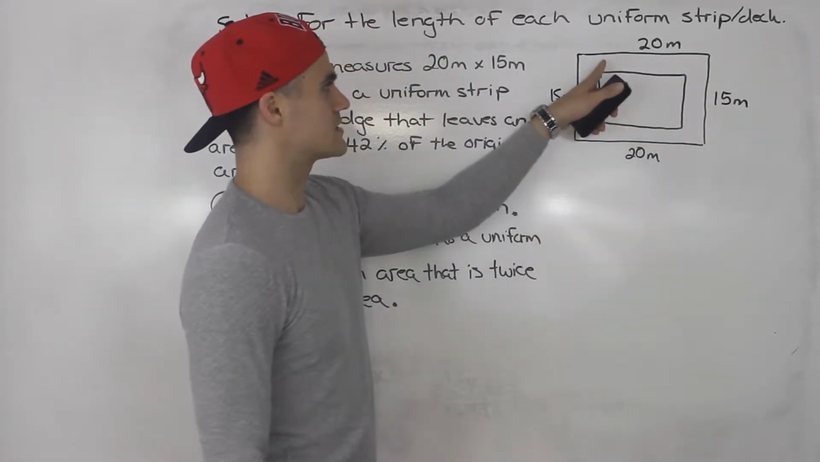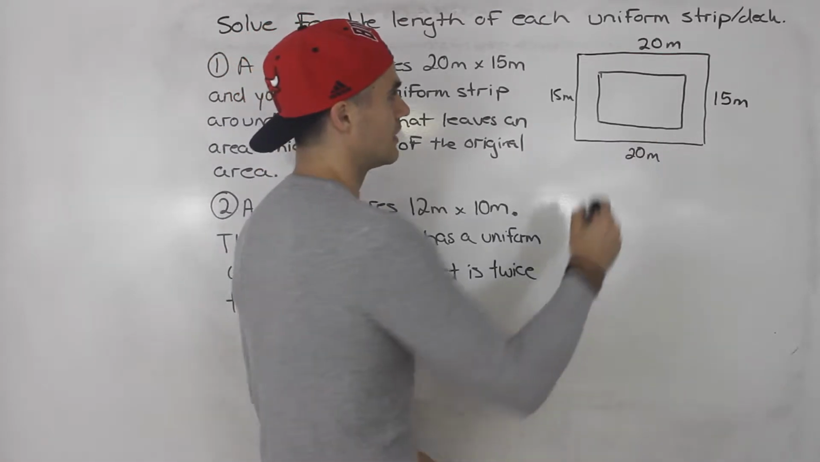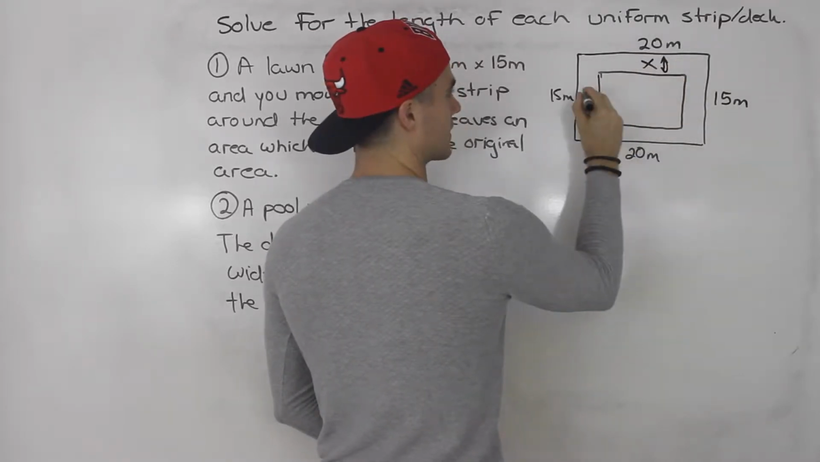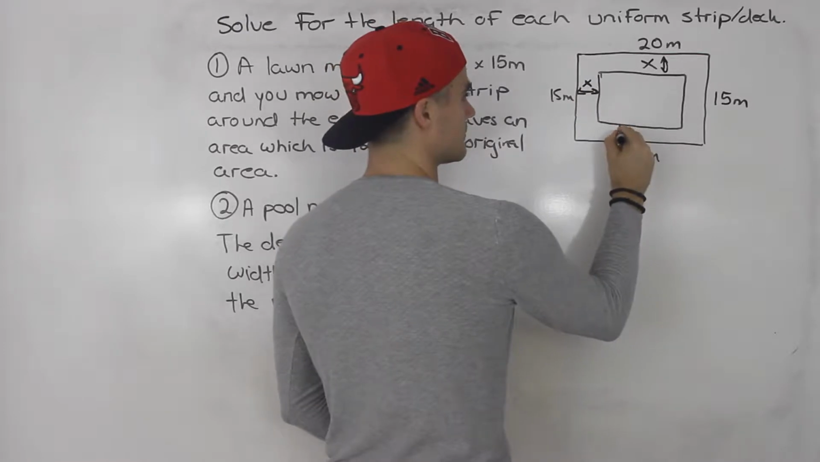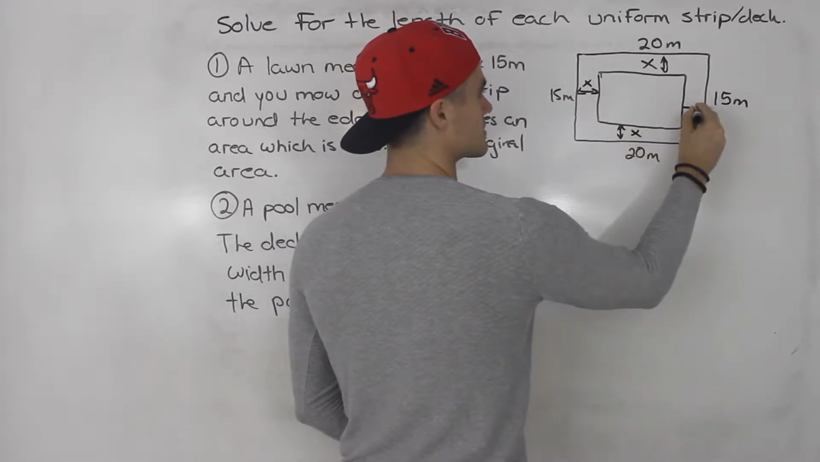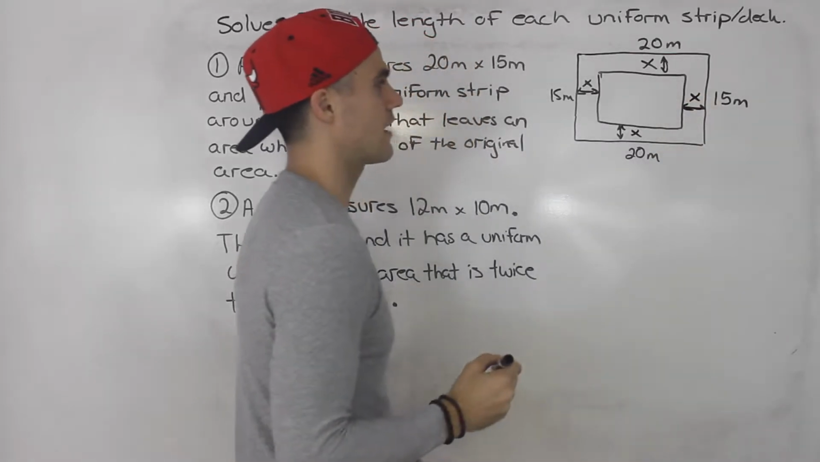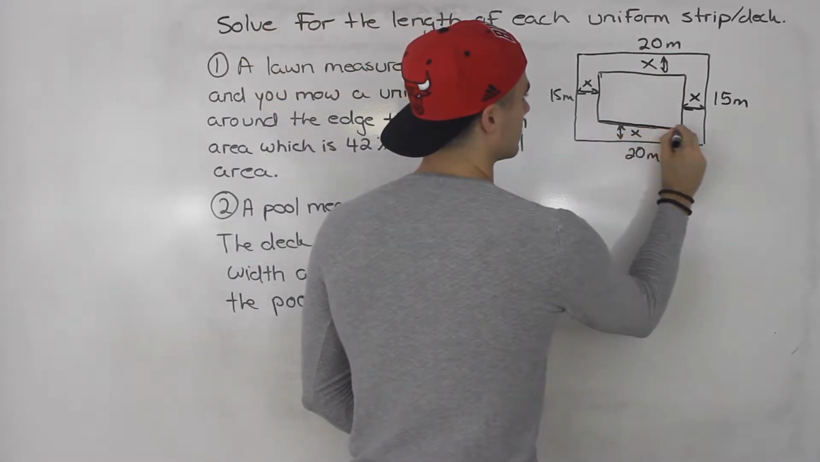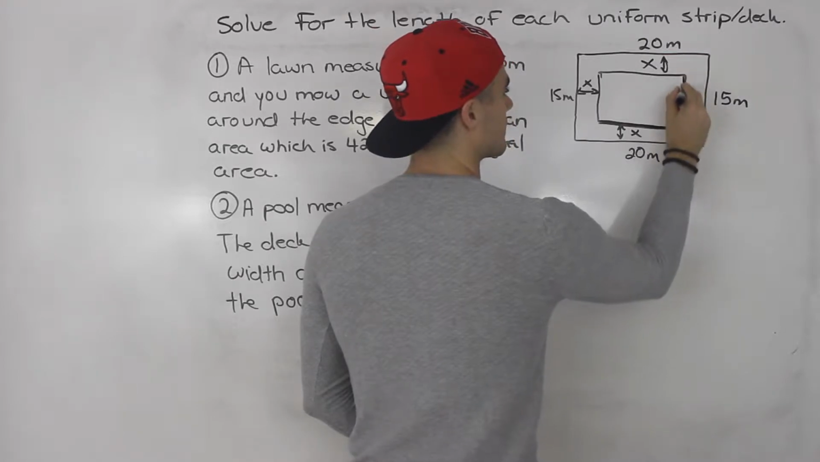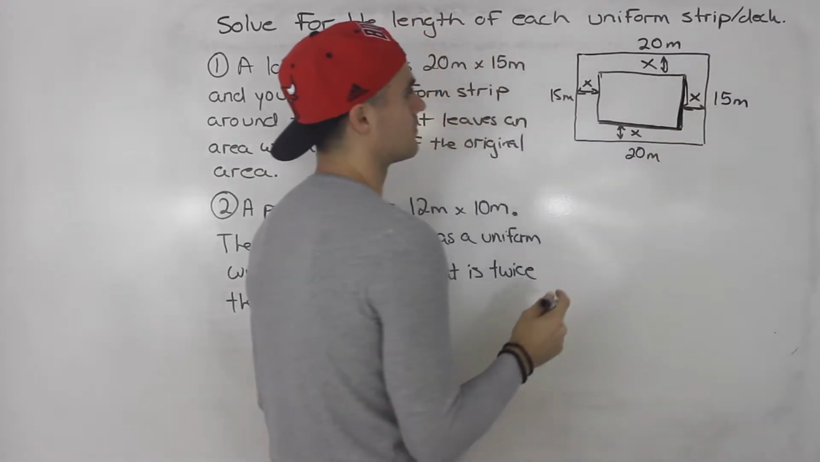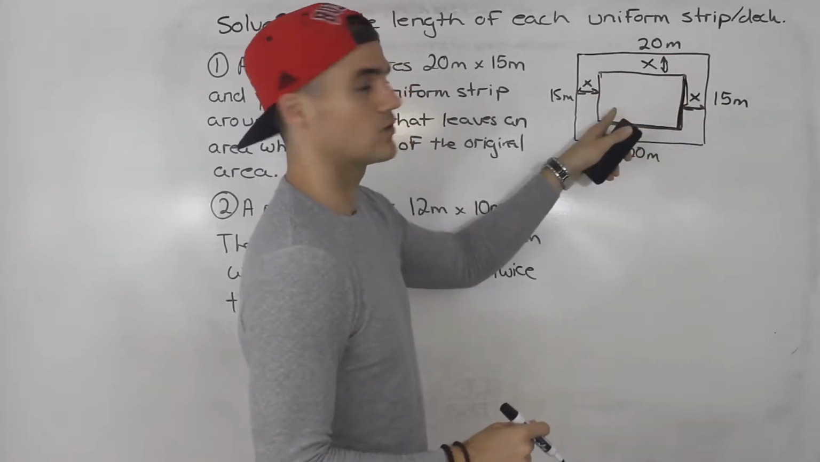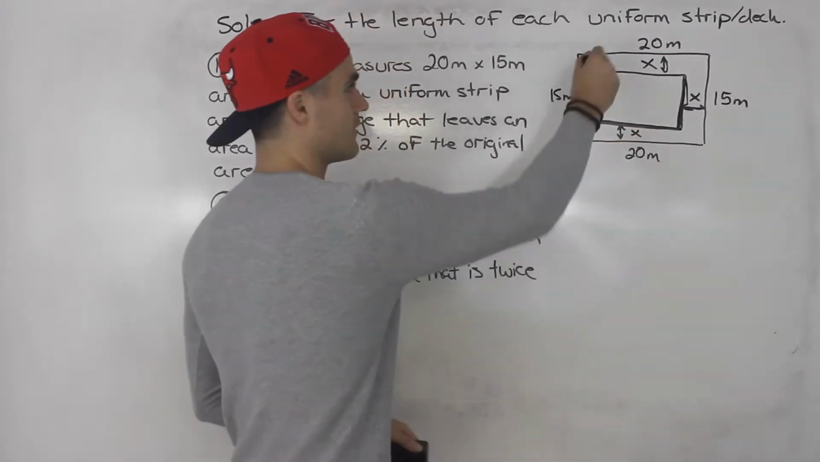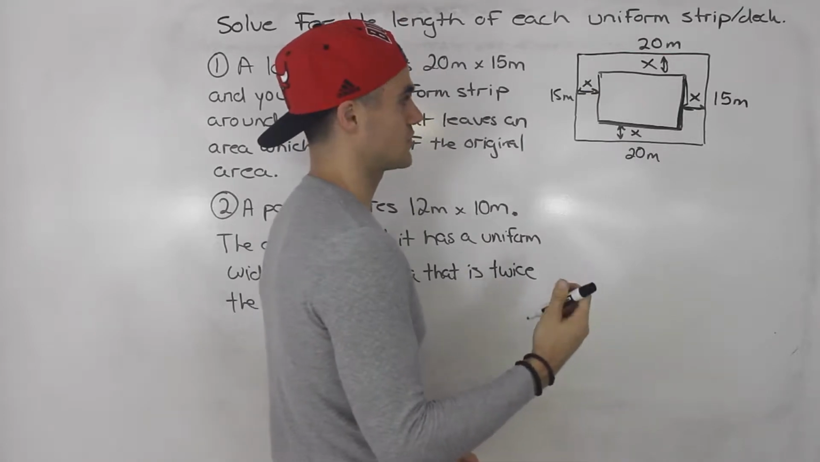Like that. So because this strip has a uniform width, let's call the width x here. So this here is a width of x, which means this here is a width of x. This here is a width of x, and that there is a width of x as well. So notice here how we can create expressions for this length and this width over here, because this rectangle that's left in the middle, that is the patch of grass that is left. And then the 20 by 15 was the original patch of grass.